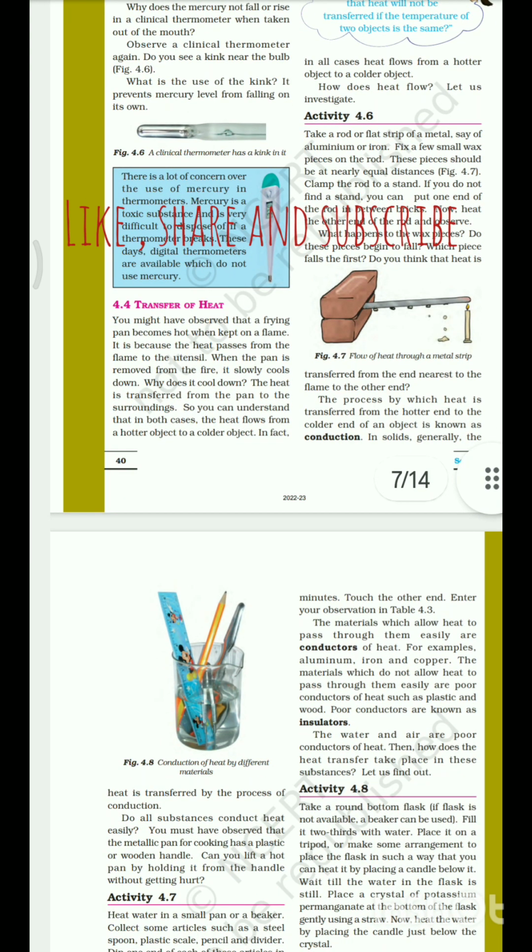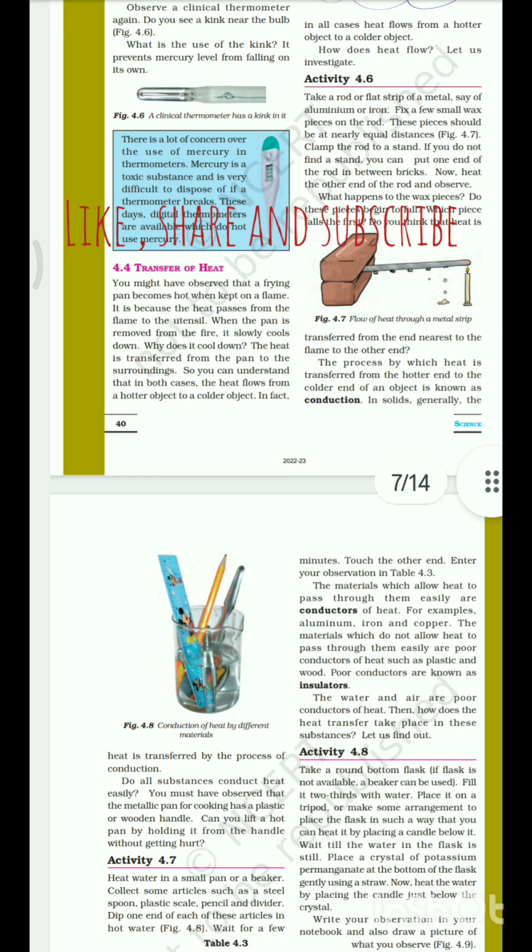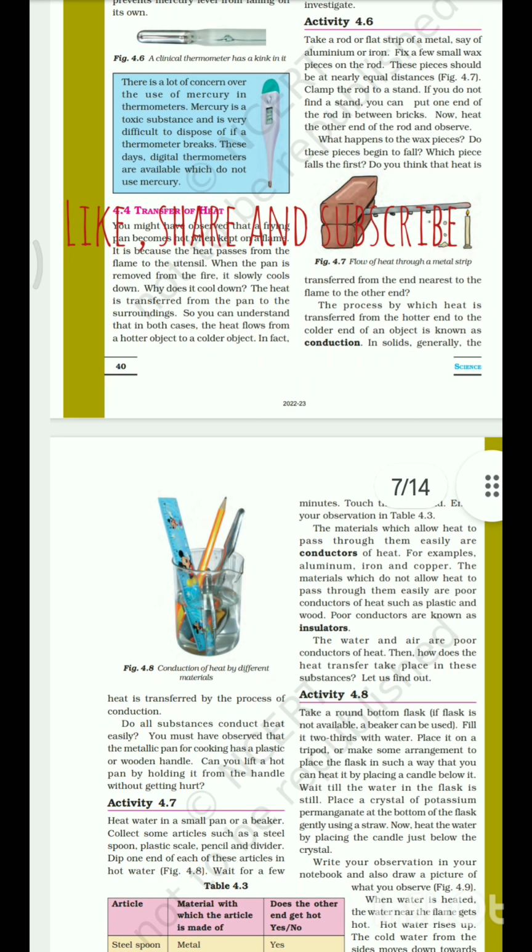And the materials which allow heat to pass through them are called conductors, and which do not allow heat to pass through them are called insulators. Some examples for conductors are aluminium, iron and copper, and for insulators they are plastic and wood. Water and air are poor conductors of heat. Then how does the heat transfer take place in the substance?